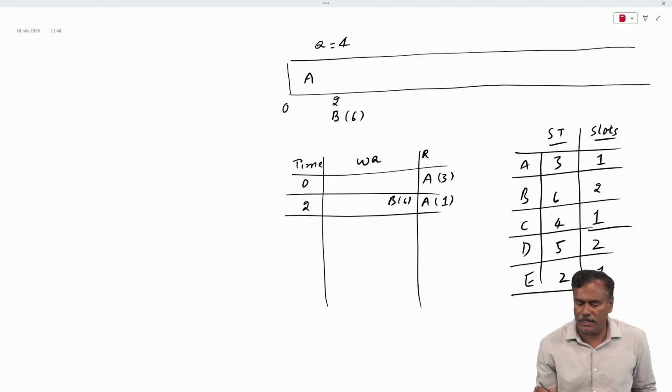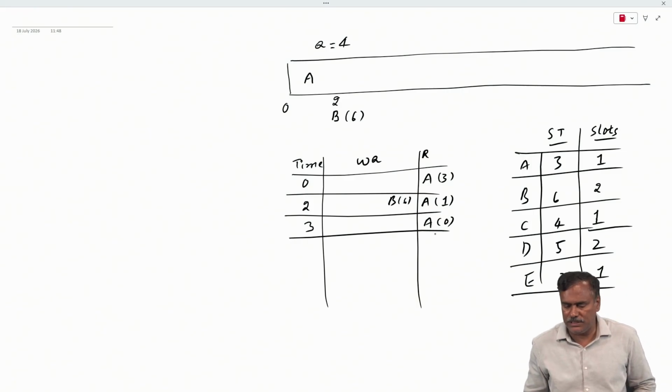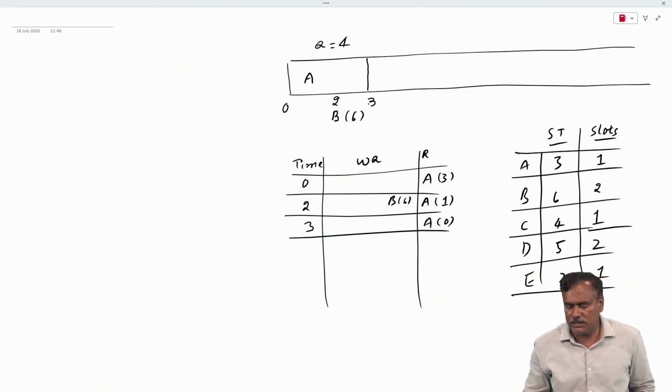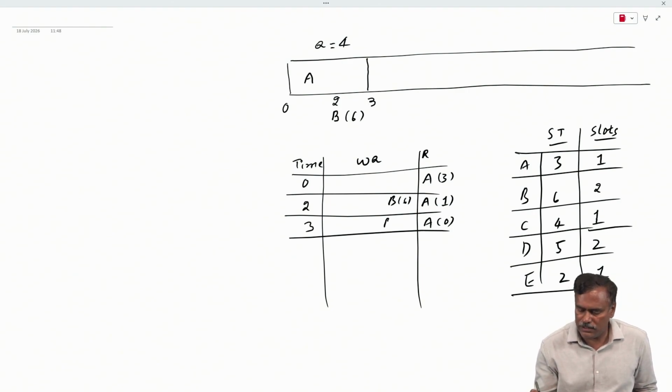At the second interval of time, that same process A is going to continue. The remaining service time of process A is just 1. So at the third interval of time, process A is going to complete its execution, and its remaining service time is 0. You know that process B had already entered at the second interval.